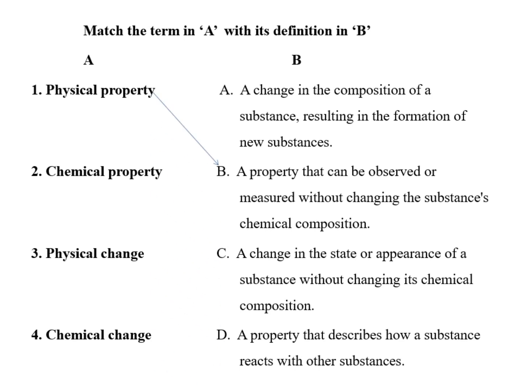So the answer will be: a physical property is a property that can be observed or measured without changing the substance's chemical composition. A chemical property is a property that describes how a substance reacts with other substances. A physical change is a change in the state or appearance of a substance without changing its chemical composition. And a chemical change is a change in the composition of a substance resulting in the formation of new substances.